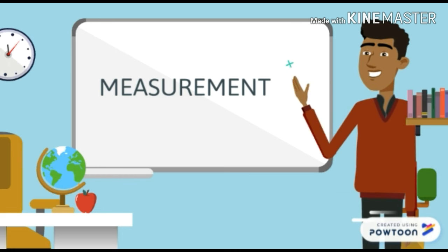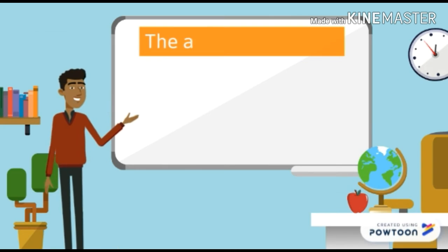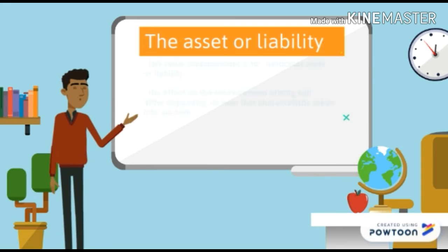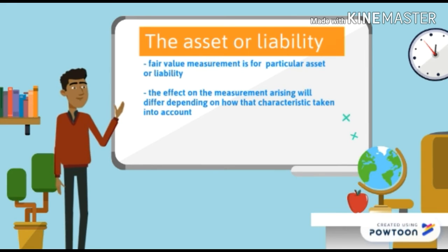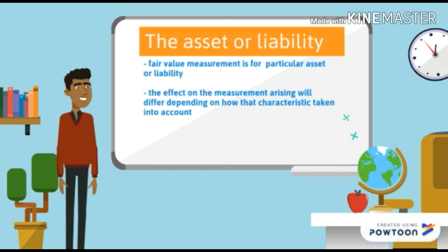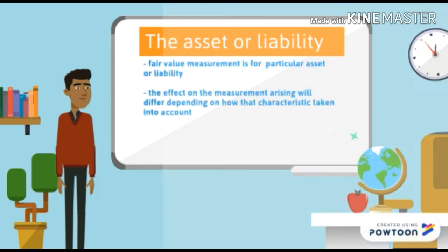Next is the asset or liability of measurement. Fair value measurement is for a particular asset or liability. The effect of the measurement arising will differ depending on how that characteristic is taken into account.